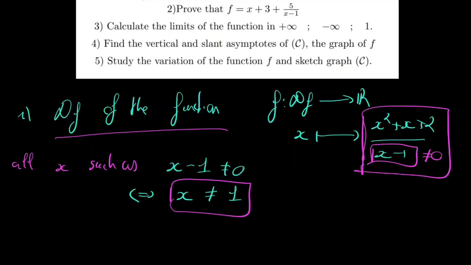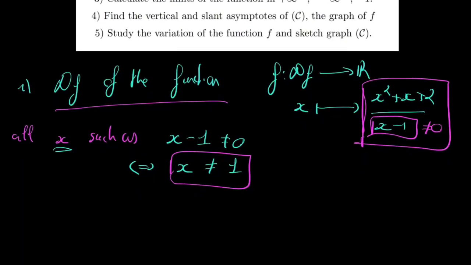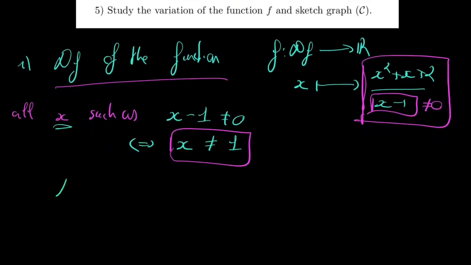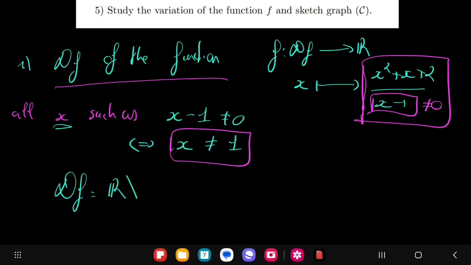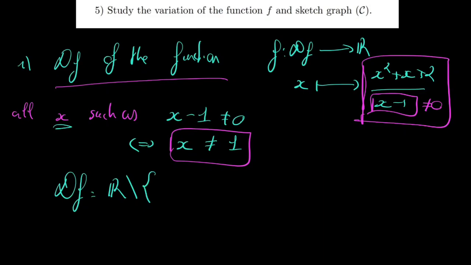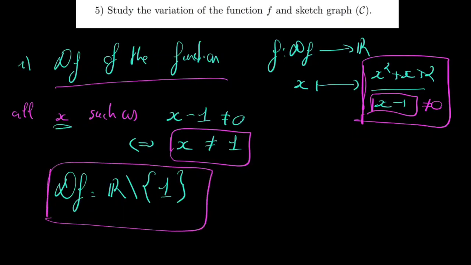And so our set of x's, that is the domain of definition df, is equal to all the real numbers without the only element 1, and we have solved our question. This is the same thing as all x's in R such that x is different from 1. Same thing, same set. So these two things are the same. We will use this notation here.